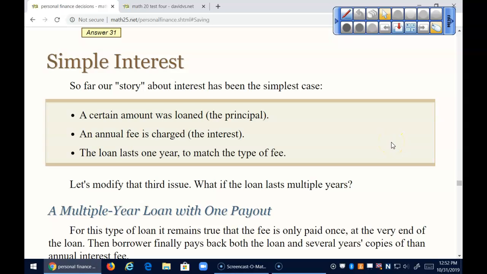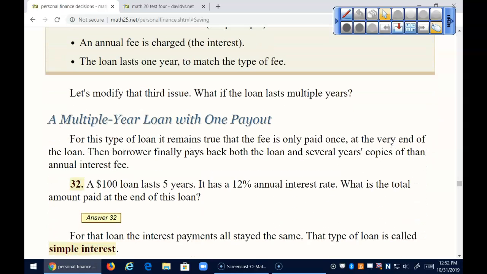Okay, so far our story has had the simplest case. A certain amount was loaned. There was a fee. The loan lasted a year because the fee was a yearly fee. So what happens if the loan has multiple years? For this type of loan, it's going to remain true that the fee is only actually paid to the person who gets it once, at the very end. The end of the loan happens and they say, here's your original money back, and then here's a fee. But the fee is going to be bigger because more years go by.